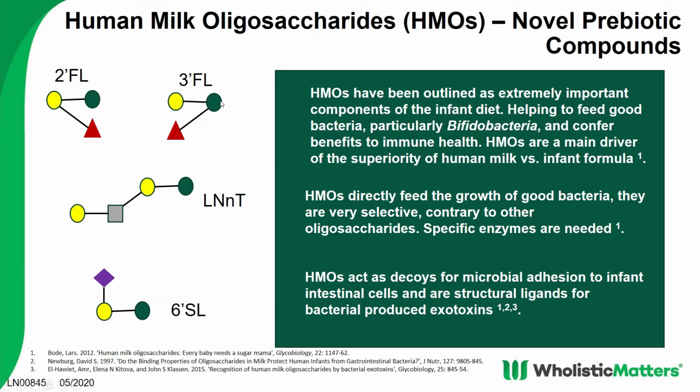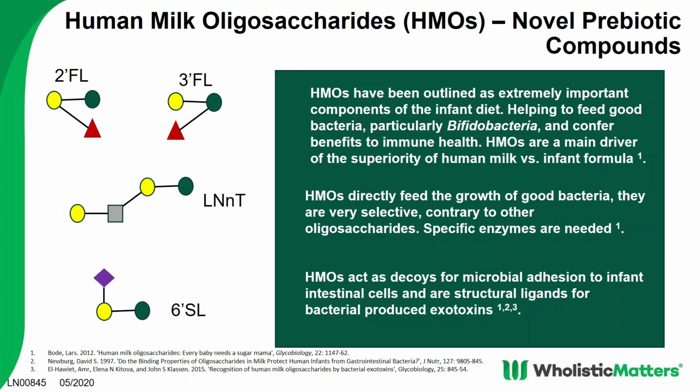This group of novel prebiotics that I've been referring to, the human milk oligosaccharides, are compounds shorthand known as HMOs. They're extremely important in the infant diet, helping to feed good bacteria, particularly bifidobacteria, and they confer benefits to immune health, as well as many other areas of infant nutrition. They're a main driver of the superiority of human breast milk versus infant formula. They directly feed the growth of good bacteria. They are very selective, contrary to other oligosaccharides, because specific enzymes are needed in order to digest them.